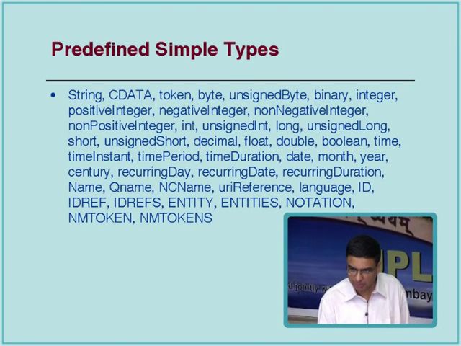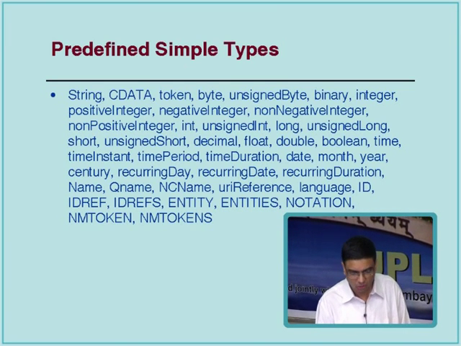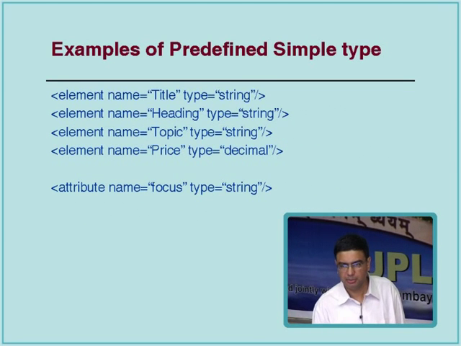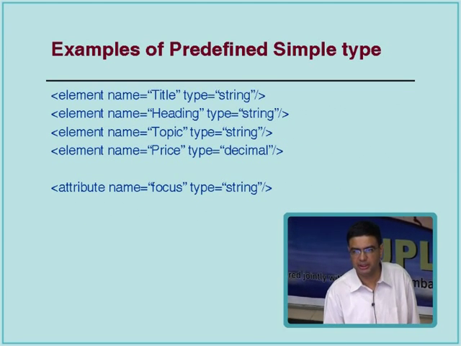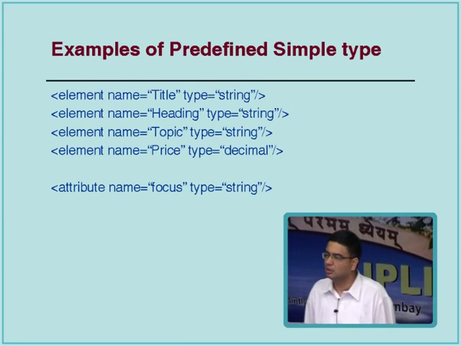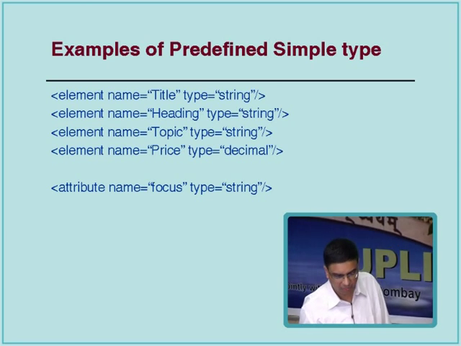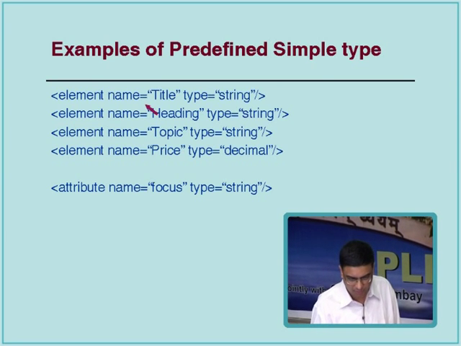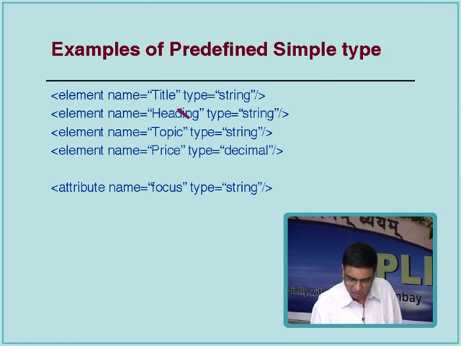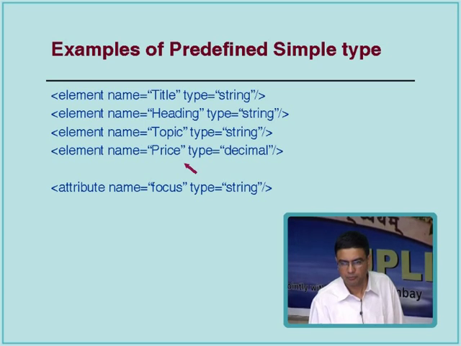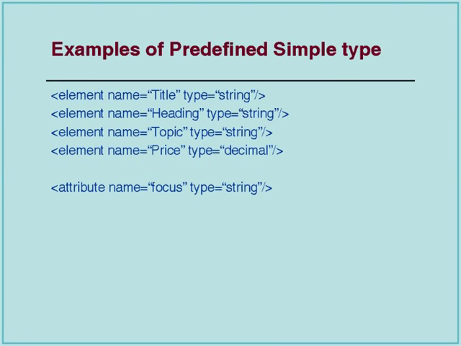These are all the basic simple types that exist. You don't have to go through this list. So predefined simple types is, I want to call something a title for a book, let's say. It's a string, the title is nothing but a string. A string is already a built-in type for me, but I will typedef this to be a title. Say a similar heading, topic, price, whatever. So there are multiple examples that I have here. So one is an attribute, the rest of them are elements.